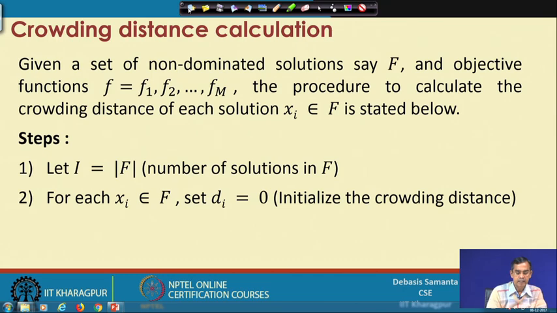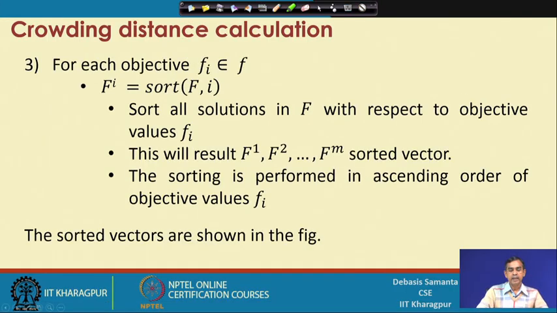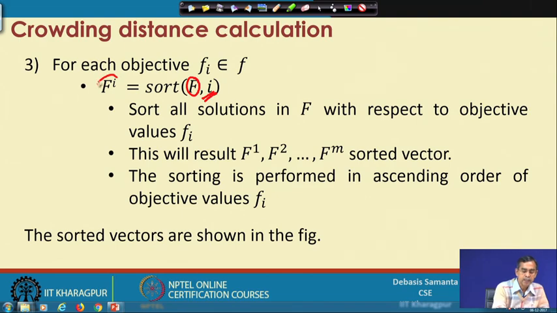So, here basically the procedure is that for each xi in f, set di equals 0, that is, initially the crowding distance of all the solutions is 0, and then finally we have to calculate the crowding distance for all solutions. Now, here is the procedure: for each objective fi, we will first sort the set f with respect to the ith objective, and this will be the sorted f.